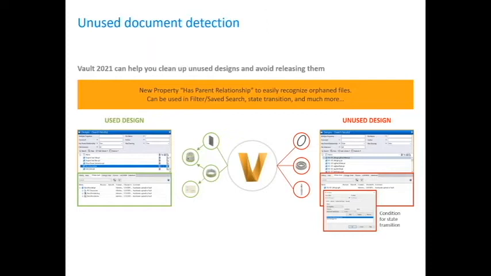Obviously that's what Vault is all about, giving you extra information, whether it be the properties in the file, but in this case, also the connections between children and parents of a file. So you can do a quick search, maybe create a saved search for that, and be able to identify what parts are just standalone out there and not really used in anything.